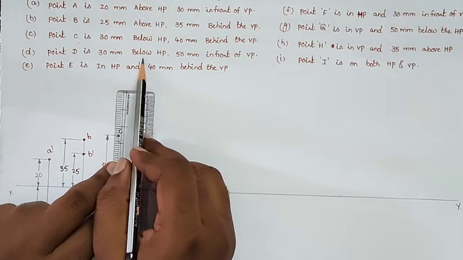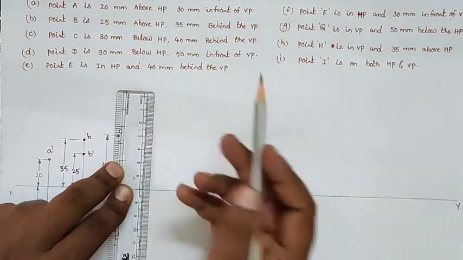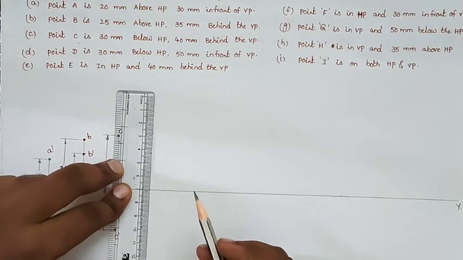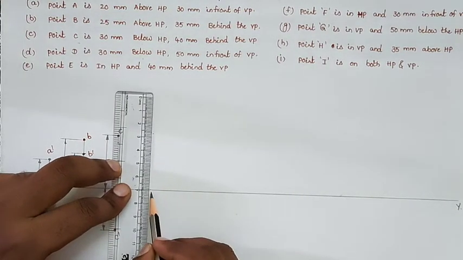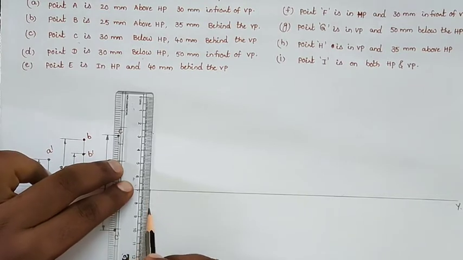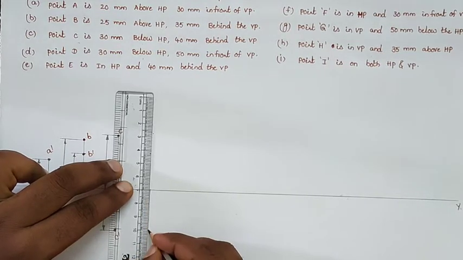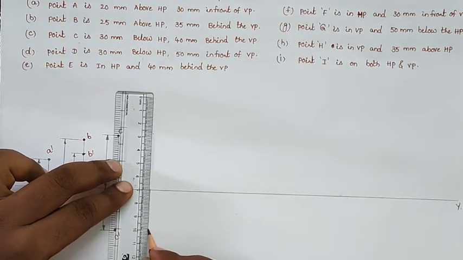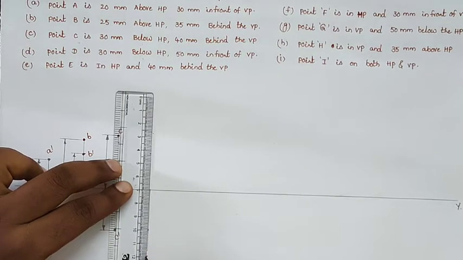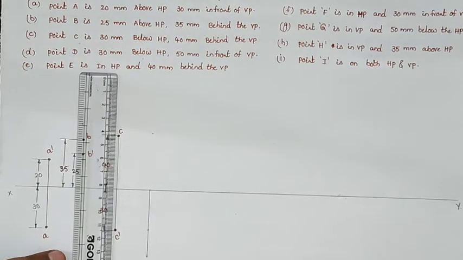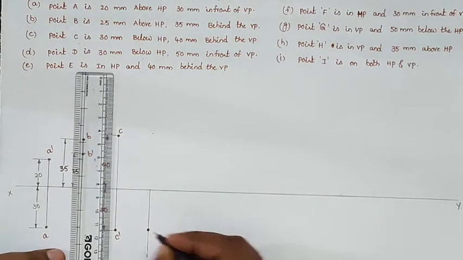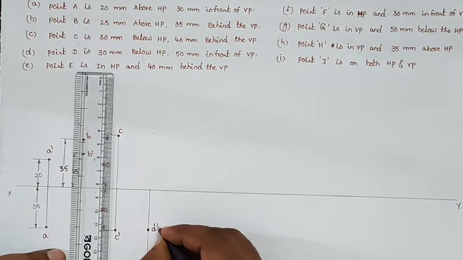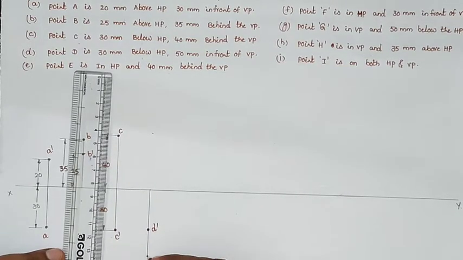Below HP means we will get the front view, in front means we will get the top view. So 30 mm below, both the views will be below the reference line. 30 mm below, we will draw the front view, and 50 mm in front, extending that line 50 mm, we will draw the projection of point D. So here we will get point D dash, and in front, so we will get the point D like that.